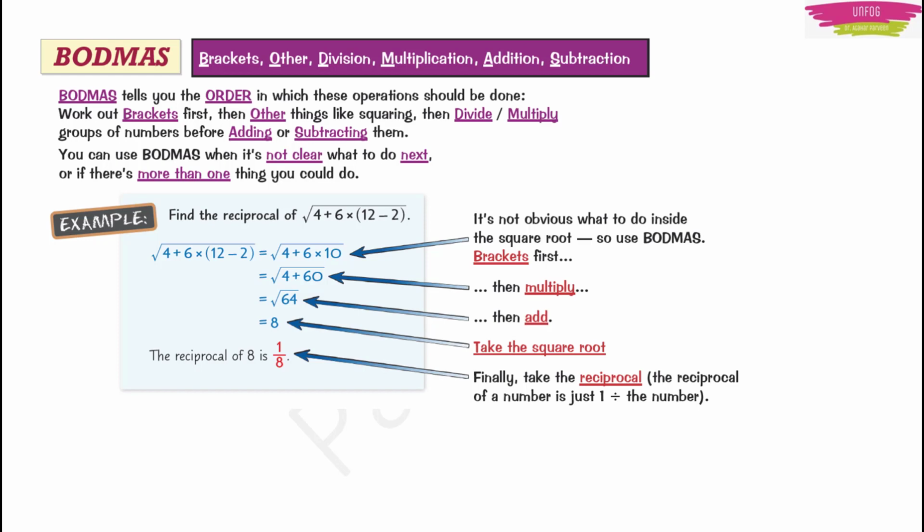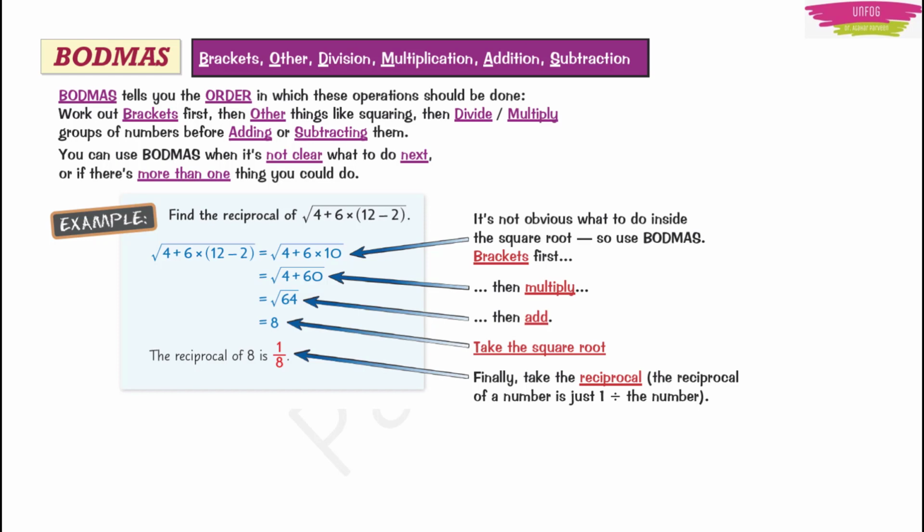Here what do you do? First you remove the brackets. To remove the brackets, you have to do the operation between 12 and 2. It is subtraction. 12 minus 2 is 10. Now you write 10 and remove the brackets. Next, according to BODMAS, what do you have to do? Division is not there. Orders are also not there. Third, fourth will be multiplication. Multiplication is between 6 and 10. So 6 tens will become 60.